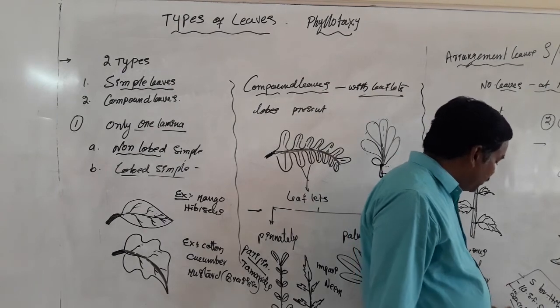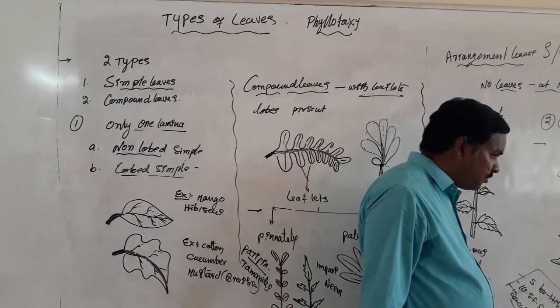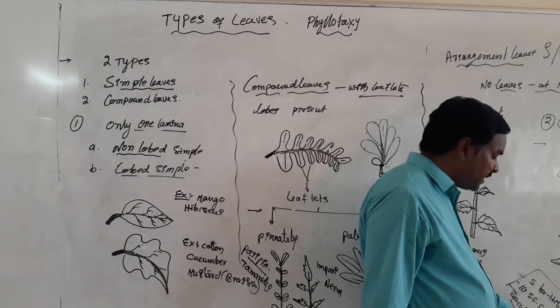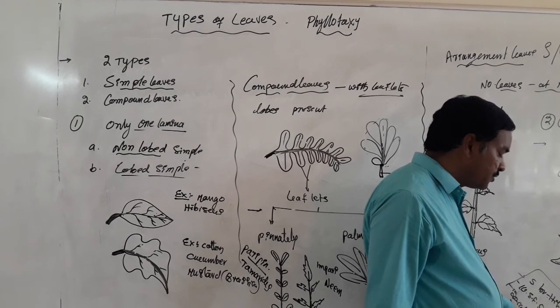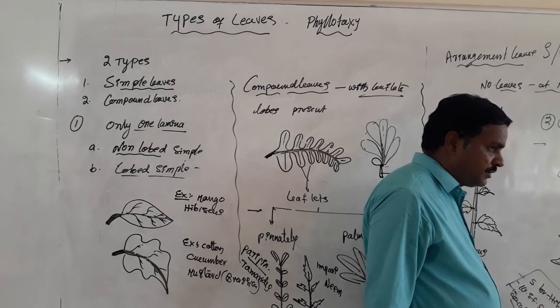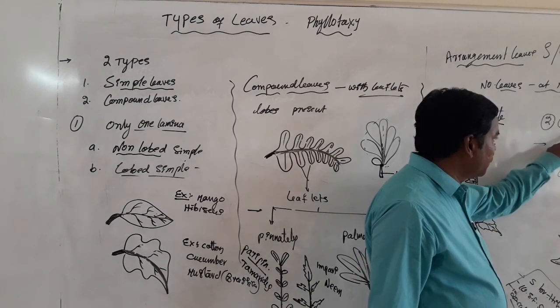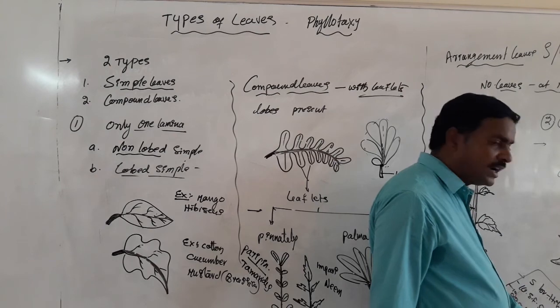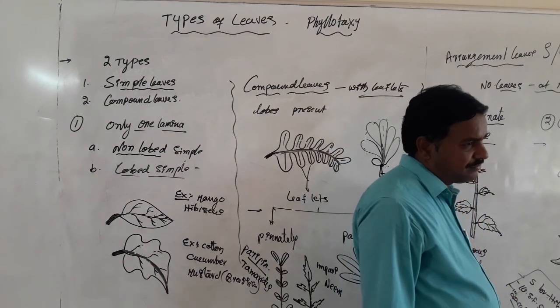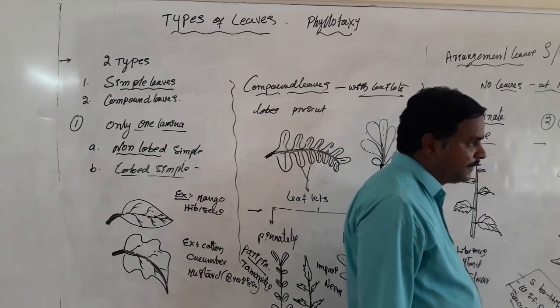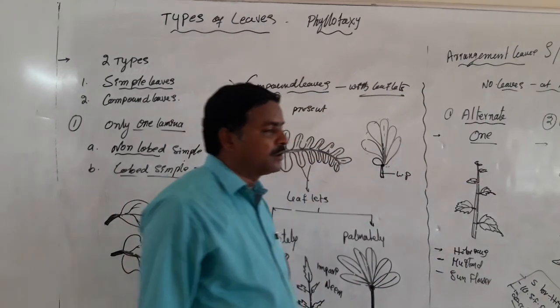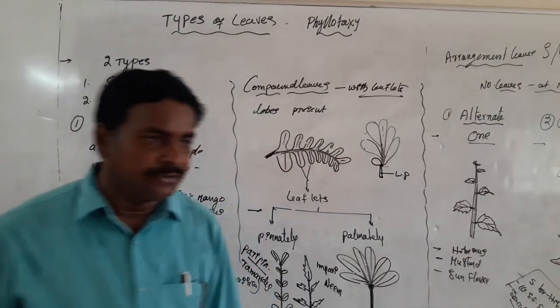And what about 20 branches of Heterophylla, each with 10 nodes? 20 branches, each branch with 10 nodes. What is the total number of nodes? 20 into 10, 200. This is an example for opposite, so 2 leaves at each node. 200 into 2, 400. You can calculate the total. Okay, this is phyllotaxy and the types of leaf arrangement.